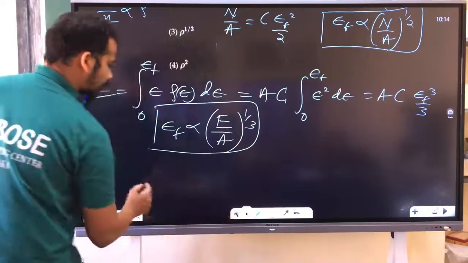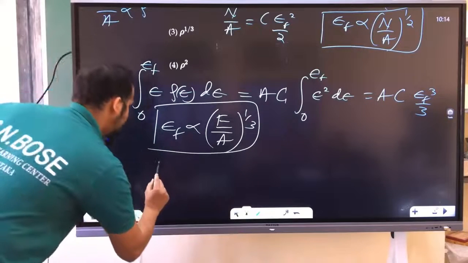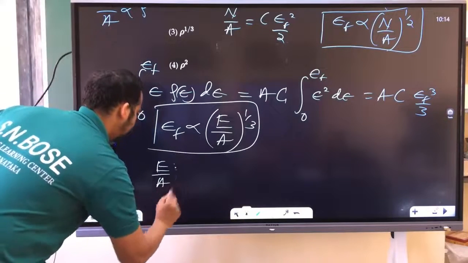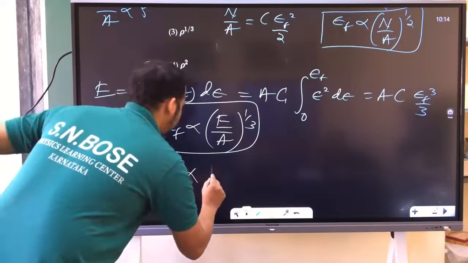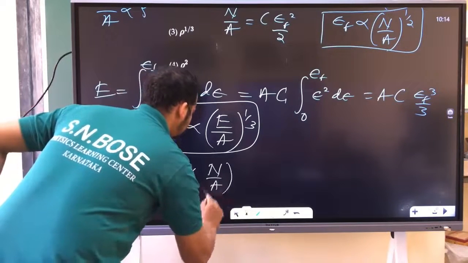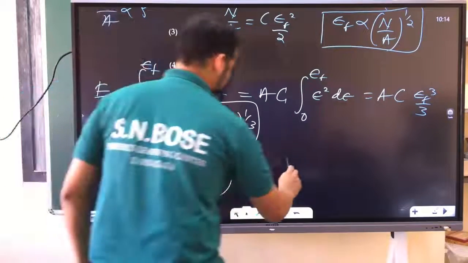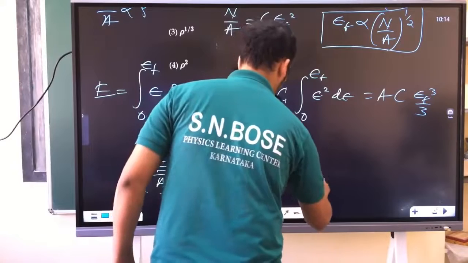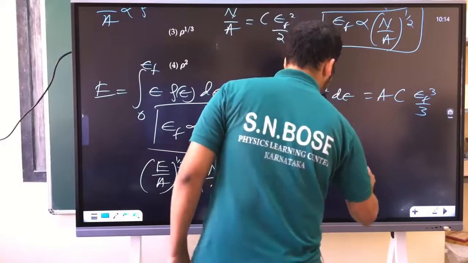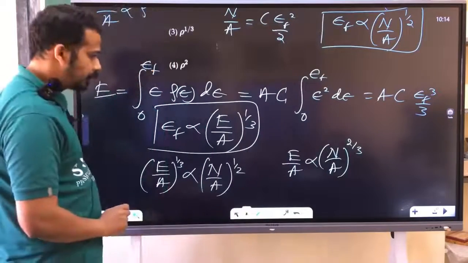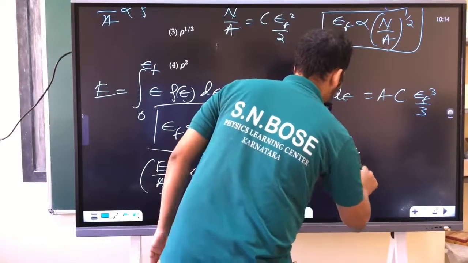So what can I write now? These two are proportional, isn't it? Energy per area is proportional to number per area, to the power 1 by 2. So what you can write is, energy per area is proportional to number per area whole power 3 by 2. Very simple.